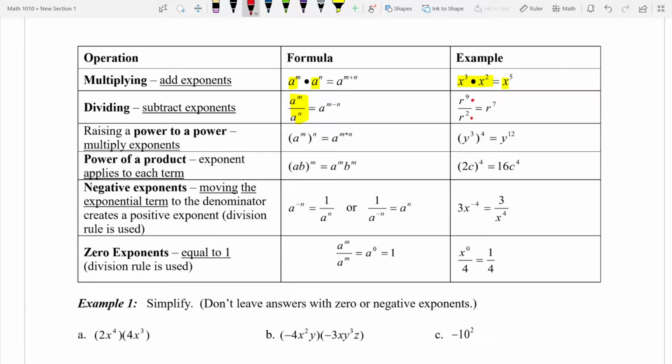A to the M raised to the N, you multiply those exponents, so it's M times N. Right here, Y to the third raised to the fourth, it's 3 times 4 is 12.